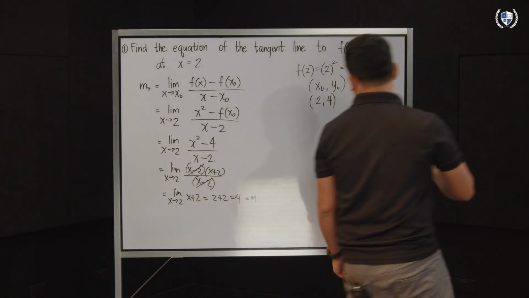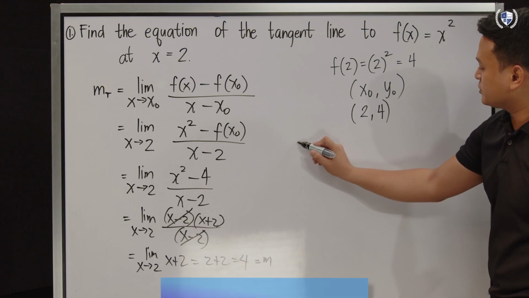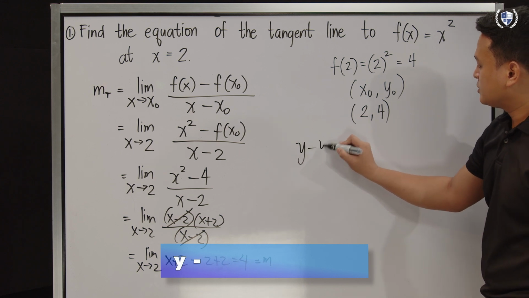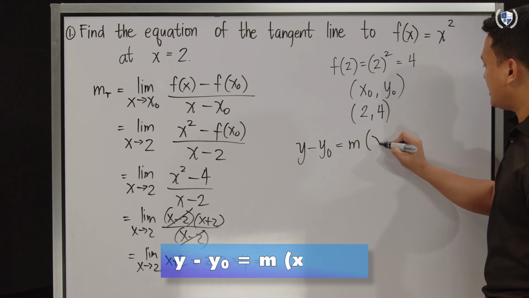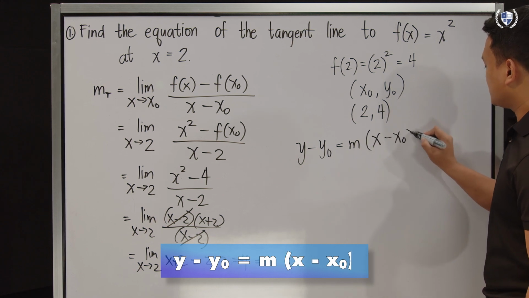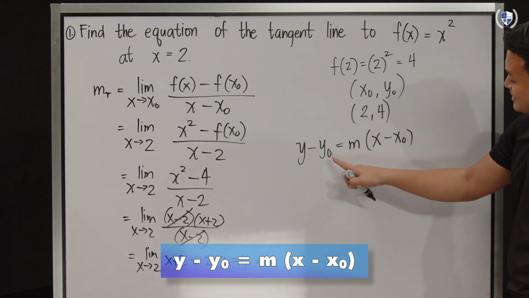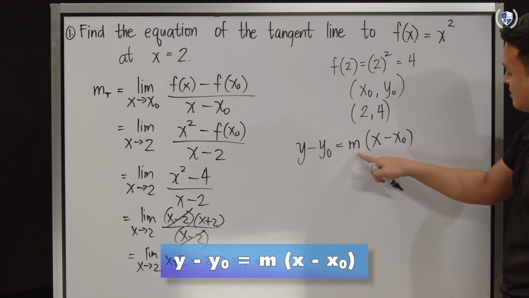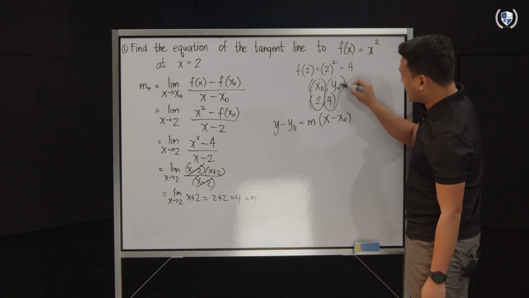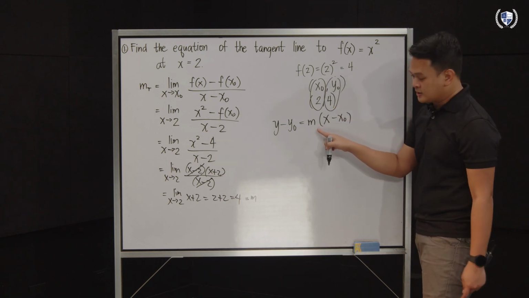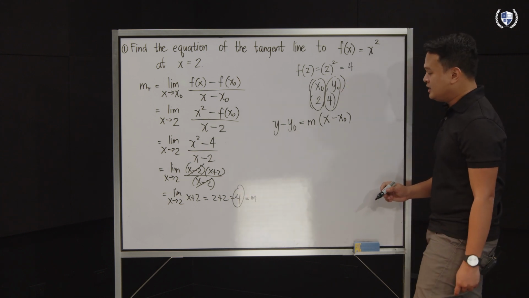The point slope form of any given linear function is given by this equation, y minus y naught equals m times the quantity x minus x naught. Na kung saan yung y and x natin, they are just your variables. So, palitan na natin yung mga values y naught, m, and x naught. Saan manggagaling yun? This is your x naught, yung 2. This is your y naught, yung 4. As for your m here, your m is the value 4. Kasi yun nga yung sinolve natin using our limits.